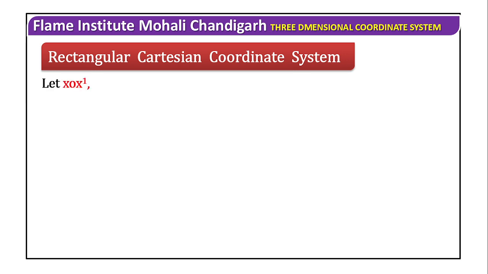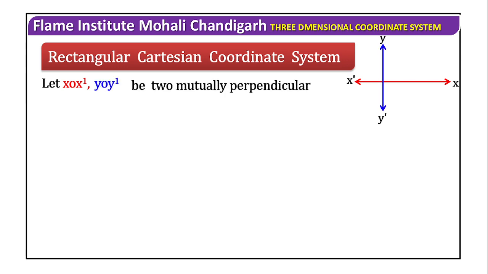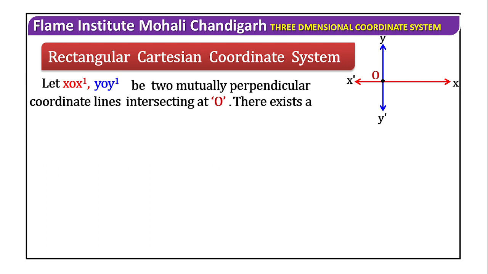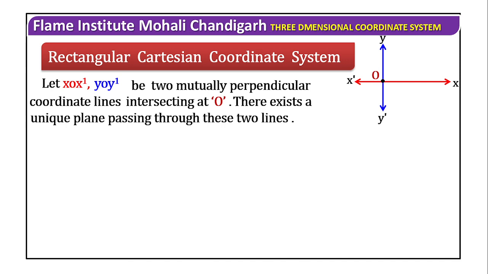In the rectangular Cartesian coordinate system, let xox dash and yoy dash be two mutually perpendicular coordinate lines intersecting at the point O. There exists a unique plane passing through these two lines. It is a unique plane that passes through both of these lines.